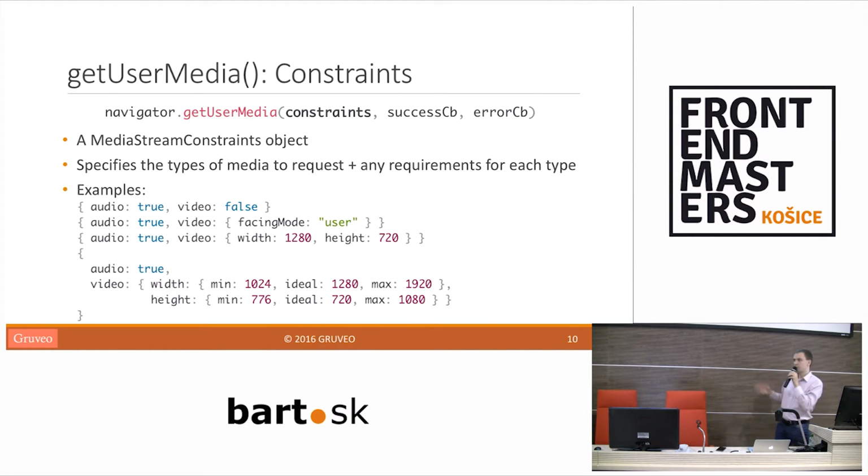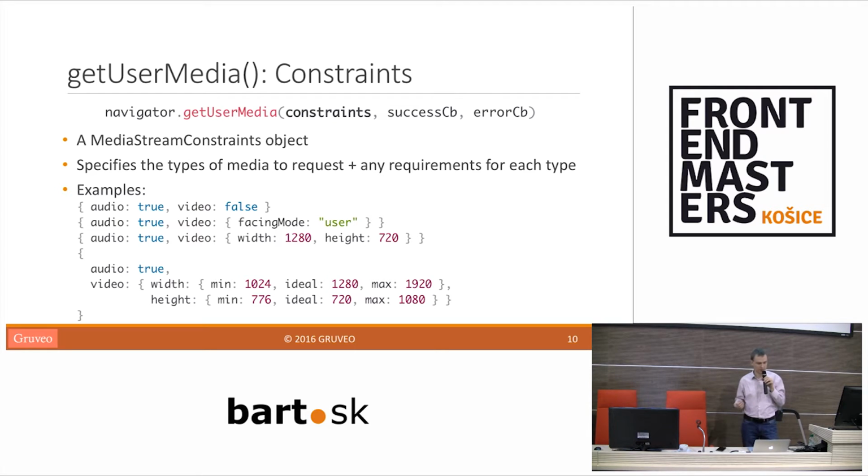Now, if we're getting a bit deeper into the actual parameters that you can pass to getUserMedia, one of the most important ones is constraints. It's the first object that you pass to getUserMedia, and it basically tells the engine the parameters of the audio and video streams that you want to have.